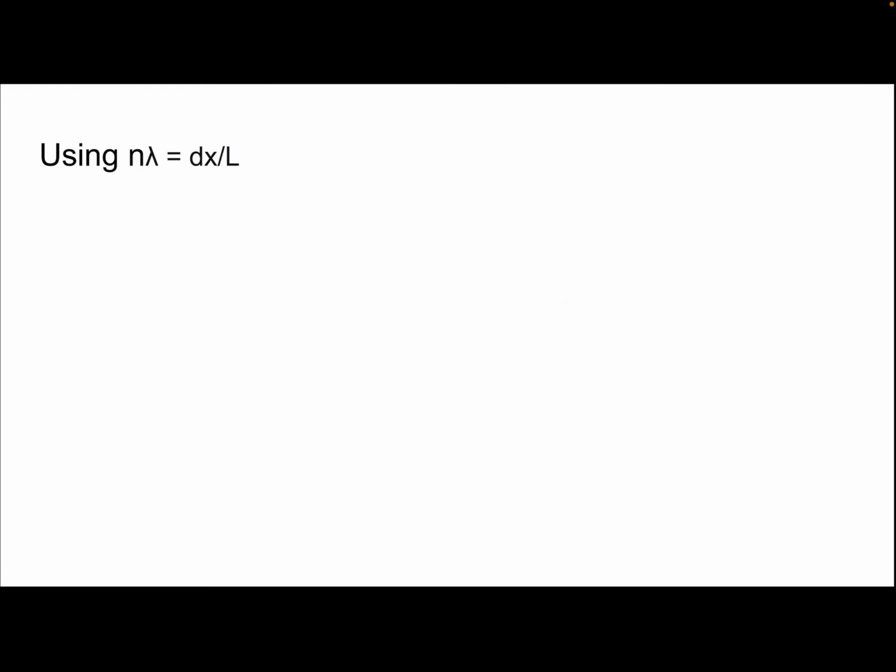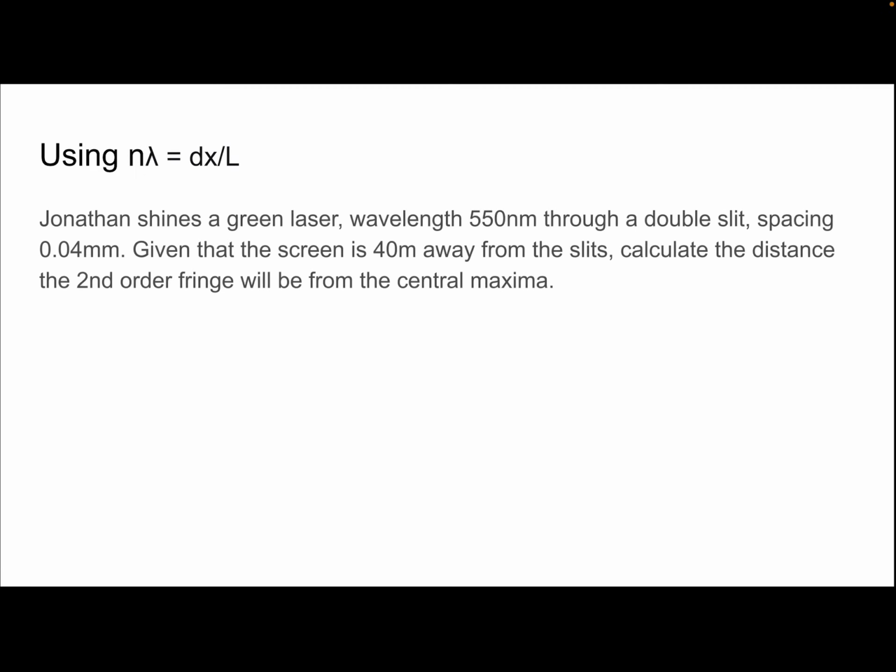So, okay, if we want to use n lambda equals dx over L, here's an example question. Jonathan is shining a green laser. Its wavelength is 550 nanometers. Nanometers, that's 1 times 10 to the power negative 9 meters, so in this case it will be 550 times 10 to the power negative 9 meters. And he's going to shine it through a double slit, and the spacing is 0.04 millimeters. And remember that 1 millimeter equals 0.1 centimeters, and 1 centimeter equals 0.01 meters. So 1 millimeter equals 0.001 meters. Okay, just remember your conversions, just be careful.